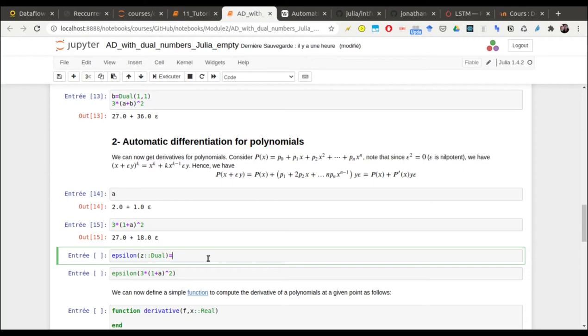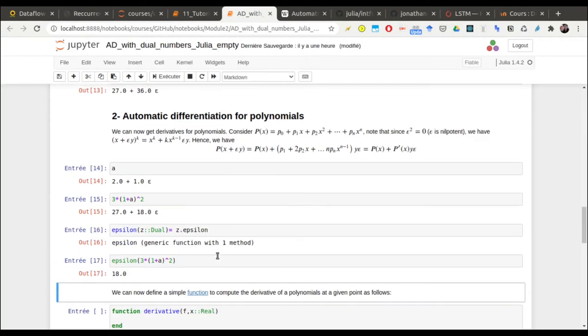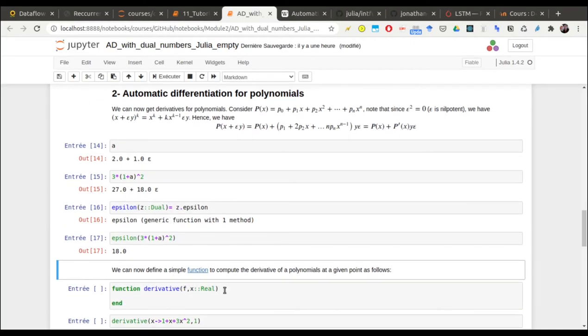Okay, so if I want to get only this part, you can do it this way. So that this now gives you exactly the derivative of this expression with respect to a, evaluated at a. Okay, I'm just taking this value. So now you can define a function which is a derivative of a polynomial evaluated at a real x. So it's very simple.